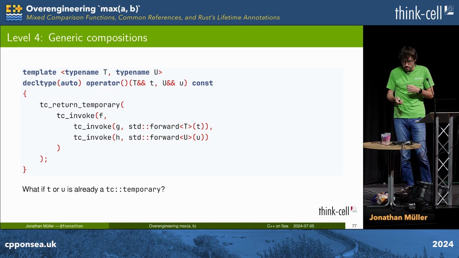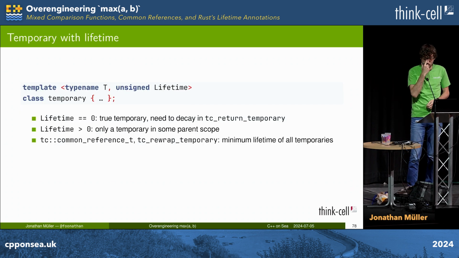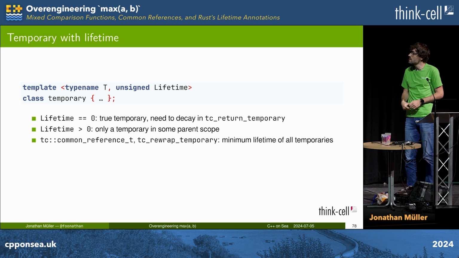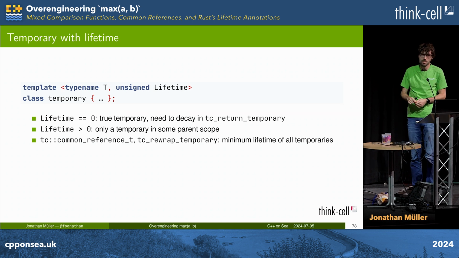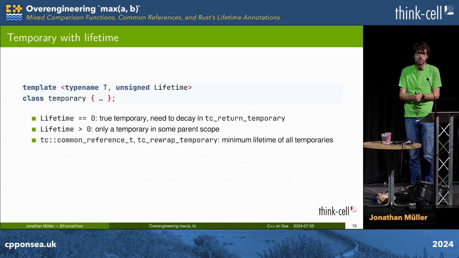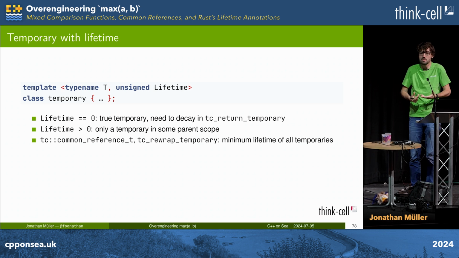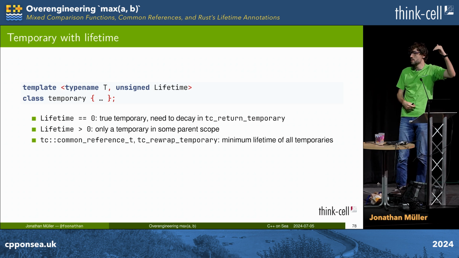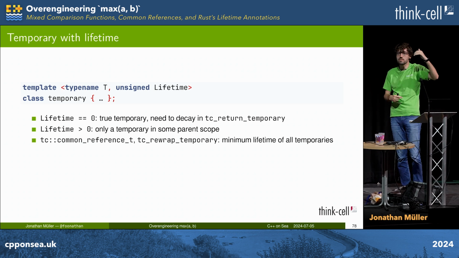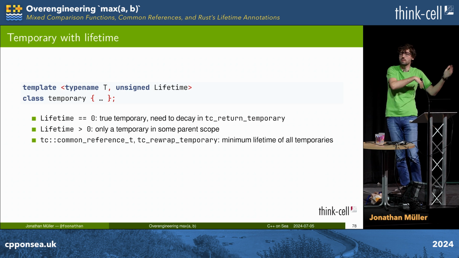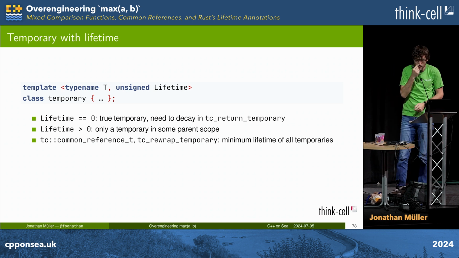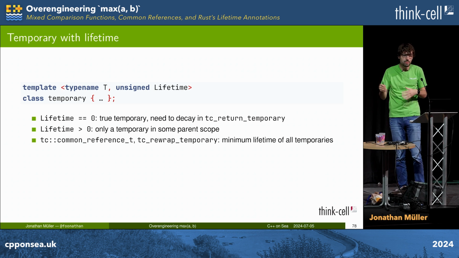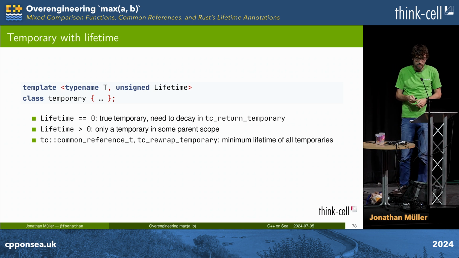So to prevent that, we need to change the definition of temporary by introducing a lifetime. So a temporary of some T has some lifetime. And if it has a lifetime of 0, that is the temporary that we need to decay in TC return temporary. That is a temporary that we created. But if it's a lifetime greater than 0, it's a temporary that came from some higher scope. And then we can just treat it as a regular R-value reference, just pass it on. And then the caller needs to decay it. And then we also change common reference and return temporary to use the minimum lifetime of all temporaries to do the appropriate logic and so on.